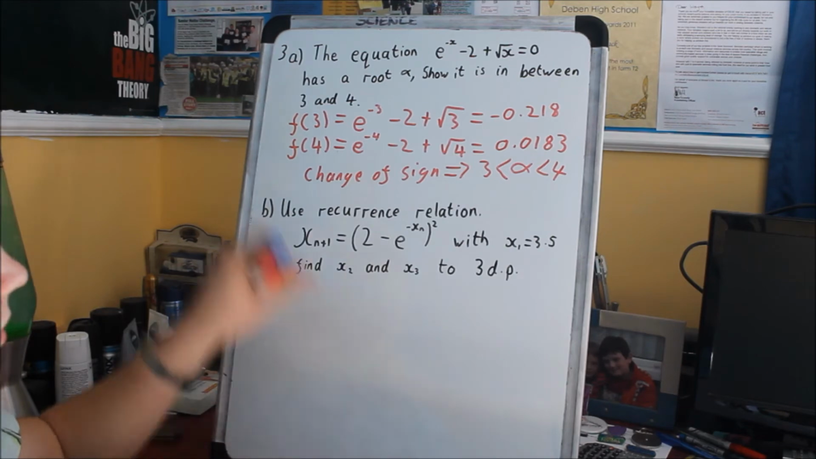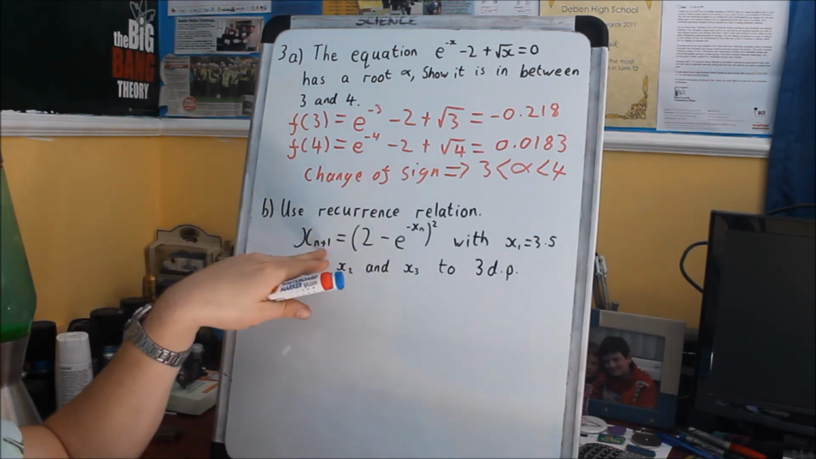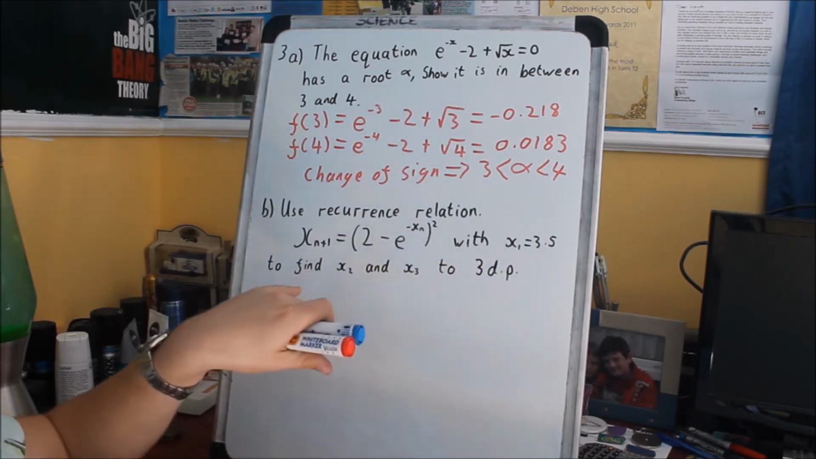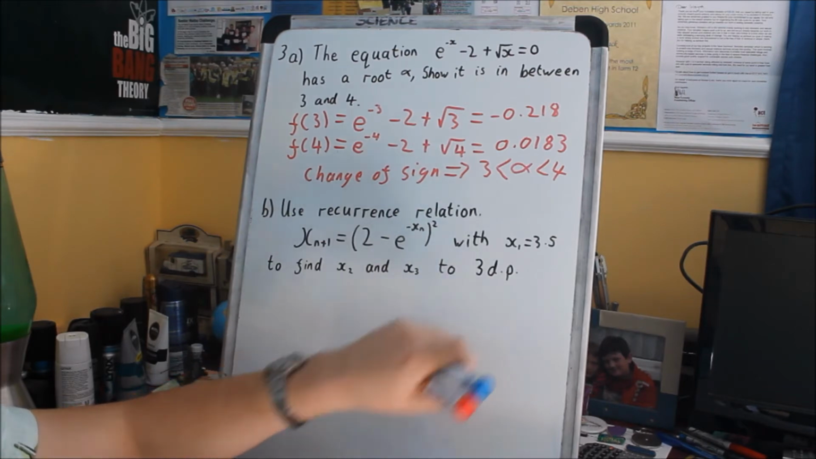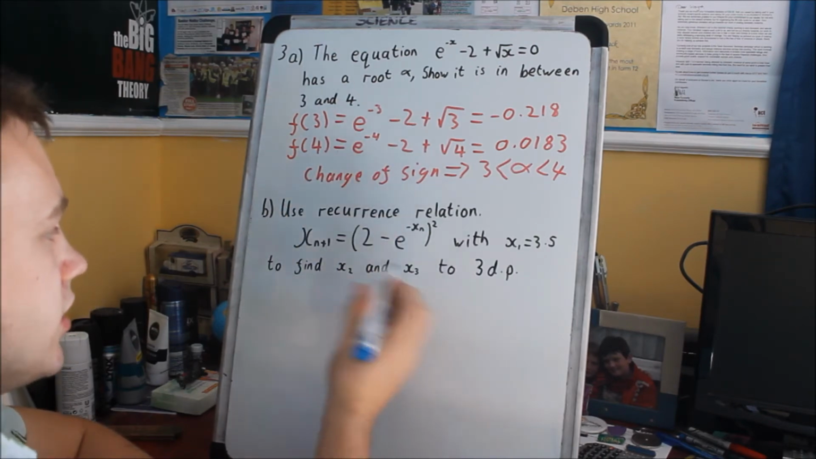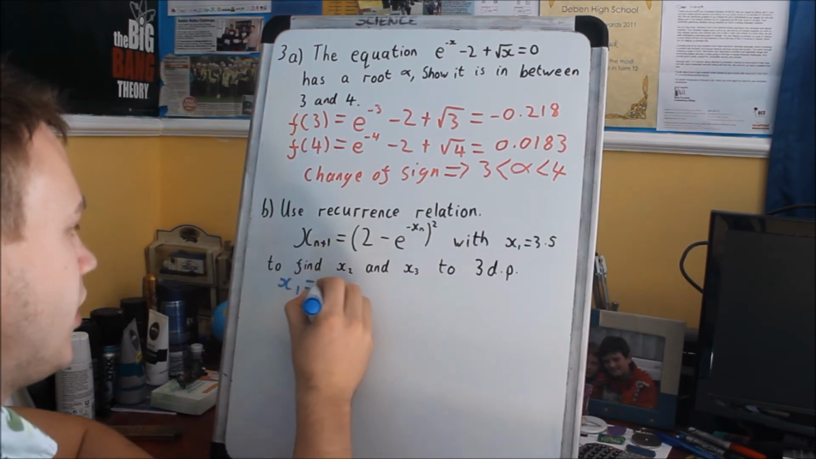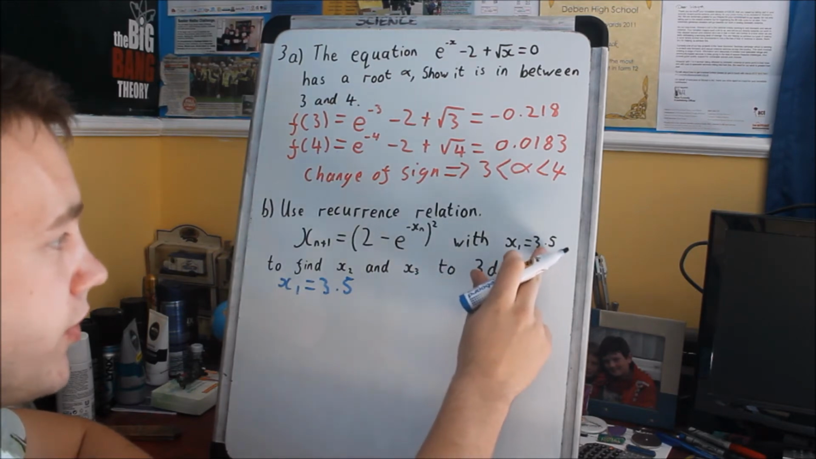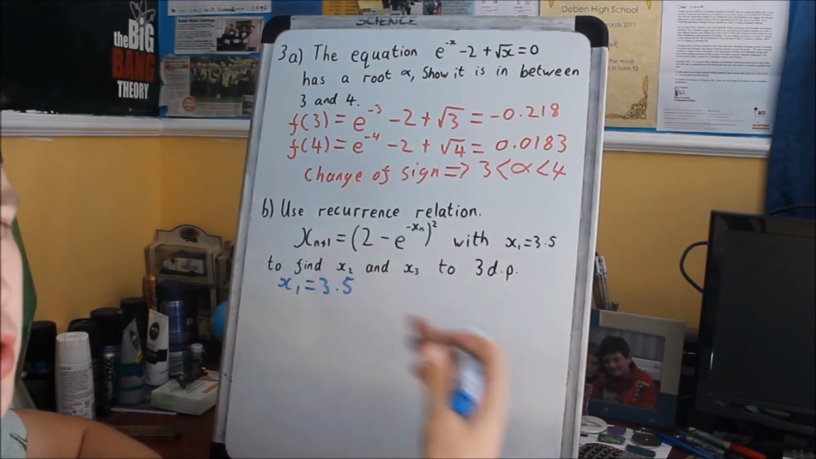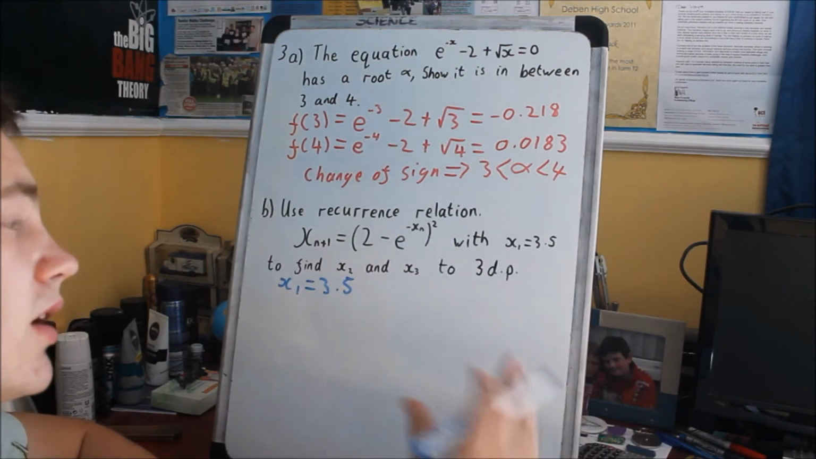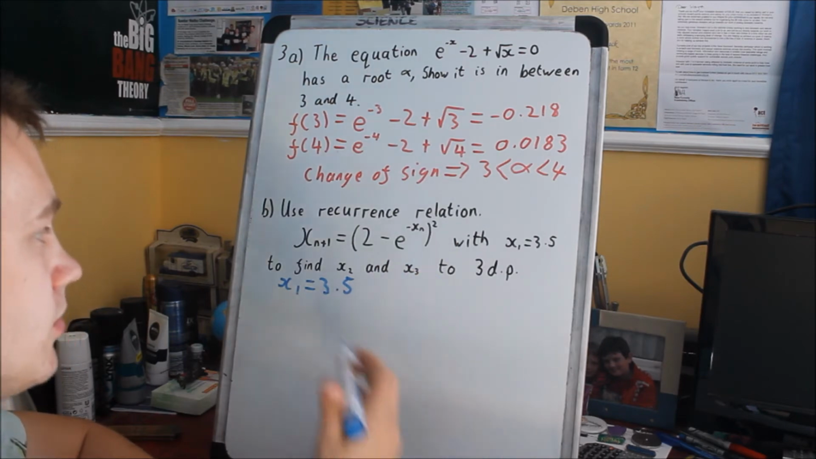So part B, use recurrence relation x n plus 1 equals 2 minus e to the minus x n, squared, with x1 equals 3.5 to find x2 and x3 to 3 decimal places. Okay, so again this question always comes up in this set of questions. So we've got x1 equals 3.5. Now what we do is we then put that 3.5 value in place of the xn. We'll get a new value for x, then we'll put that value in place of xn to get a new one, and you could keep going and eventually it would converge to a limit which would be the correct answer.